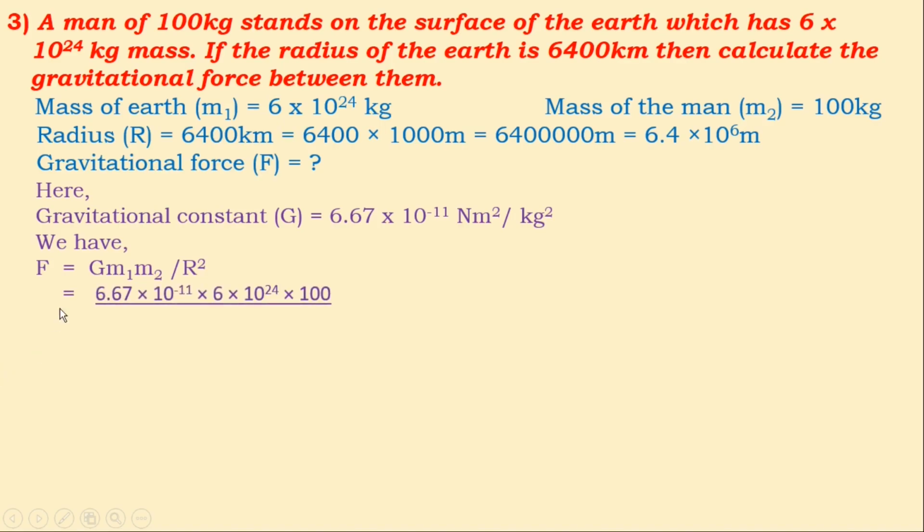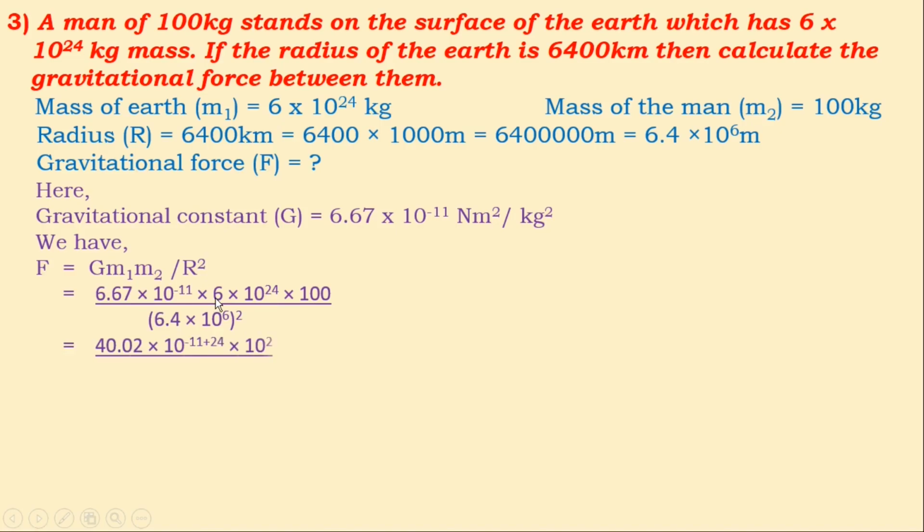So we have to put the value 6.67 into 10 to the power minus 11. At this time I am not taking the units. Better to not take these units, otherwise we may be confused. But if you want, you can take units also. Again, m1 is 6 into 10 to the power 24 kilogram, m2 is 100 kilogram, and in the denominator 6.4 into 10 to the power 6, that is the radius squared.